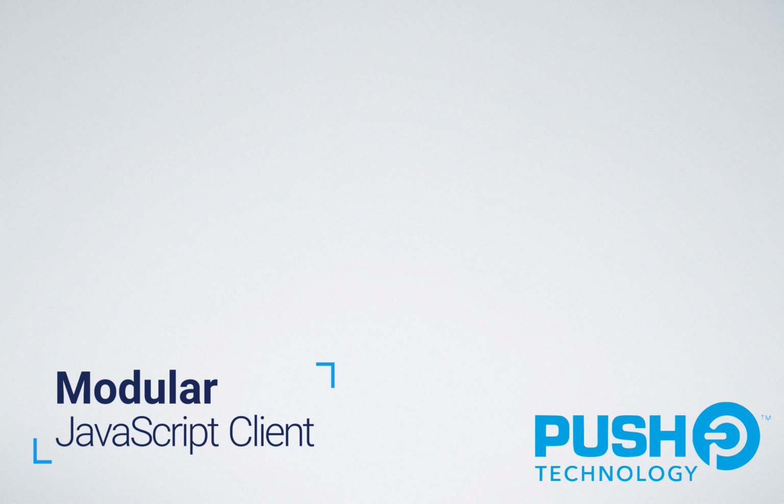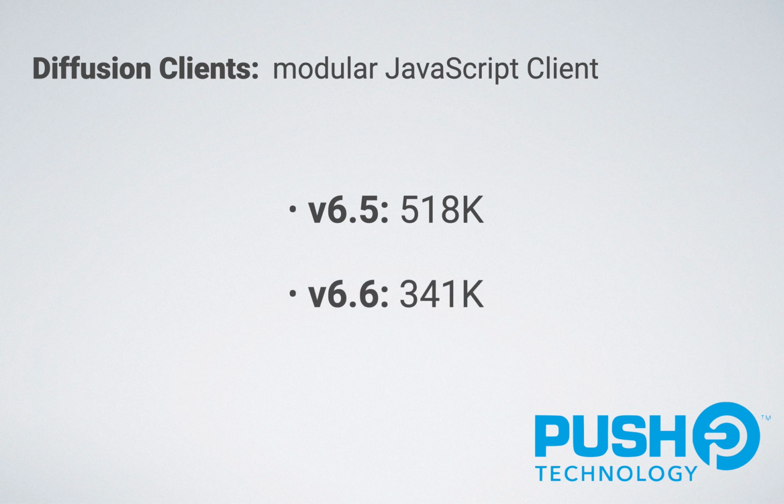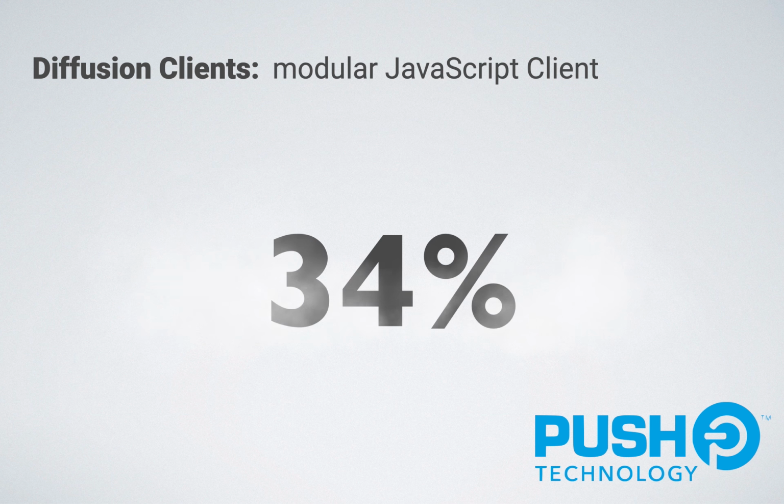Diffusion's JavaScript client is the most frequently used by far. It is a rich client, including all of the management features that you need to build out your solution backend using Node.js. In version 6.6, we have introduced a modular JavaScript client so that you can choose which features to download and minimize load times for your browser clients. The prior uncompressed version is 518K, but version 6.6 brings it down to 341K, and that's a saving of 34%. And this is before we consider compression and browser-side caching.